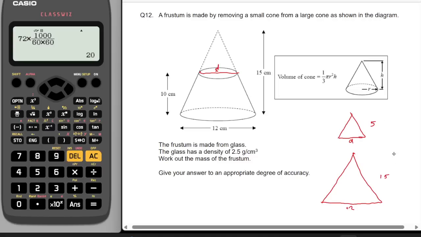So there's a scale factor of 3. The larger cone is 3 times the size of the smaller cone. So if that value there is 12, then this value here would be 12 divided by 3. So that would have a diameter of 4.